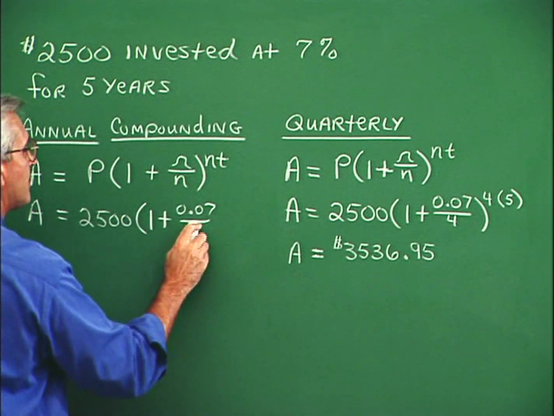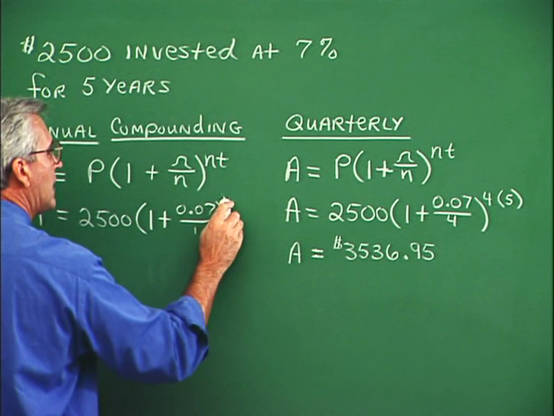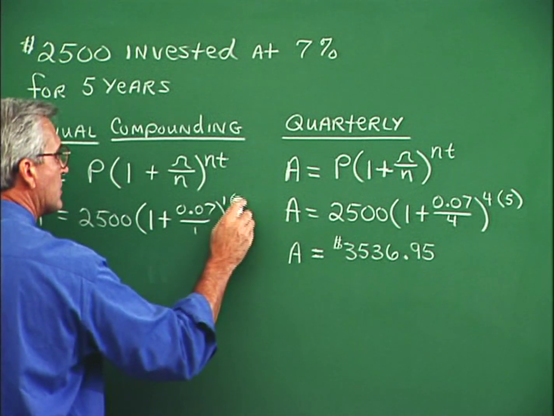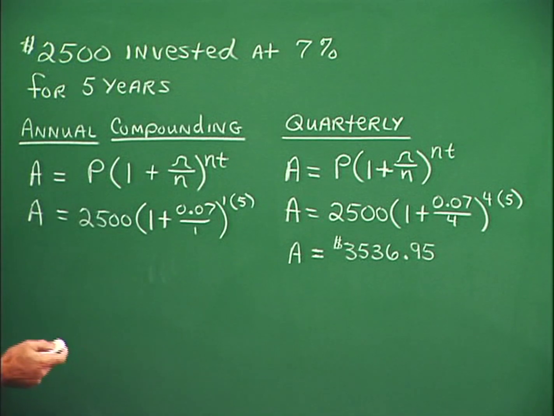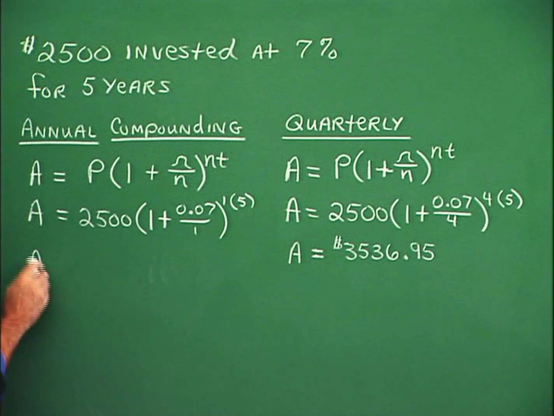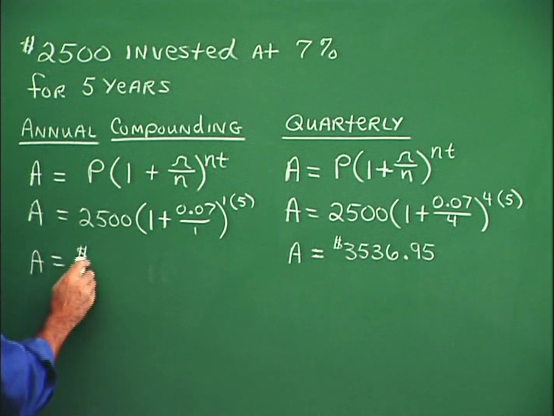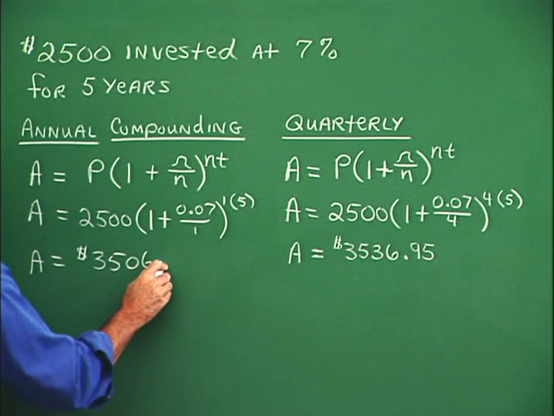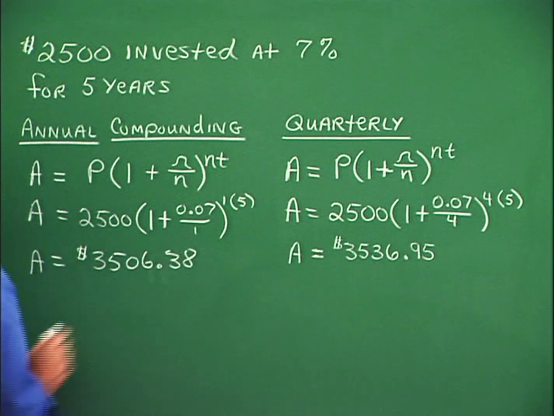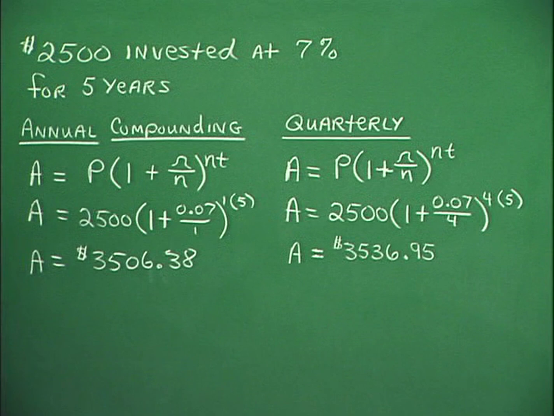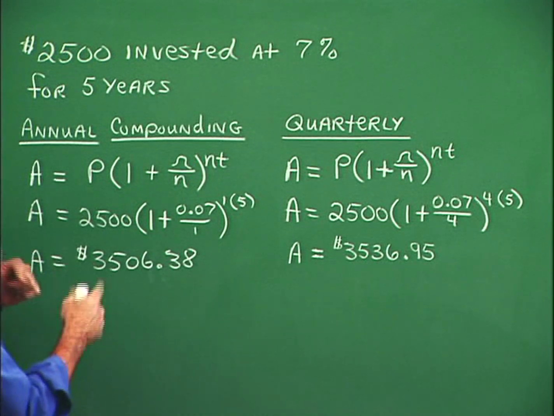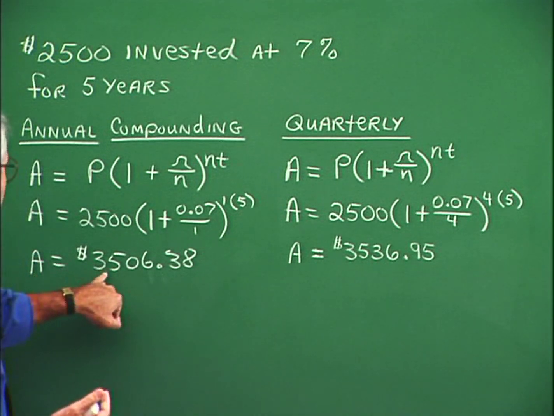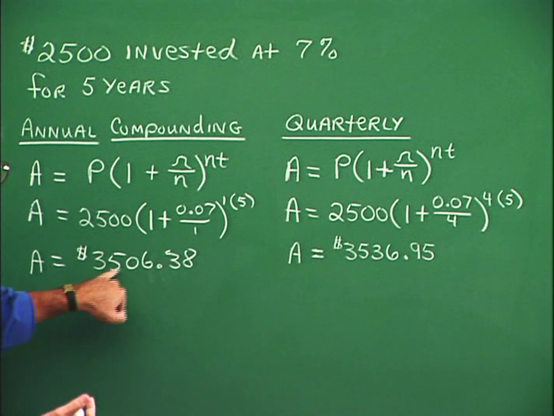N, the number of compoundings, is 1, and T is 5. And now it's just a calculator push. Punching the calculator with this information, we find that the amount in the account is $3,506.38. Let's see what happens when the compounding occurs more often. Remember now, a little over $3,500, $3,506.